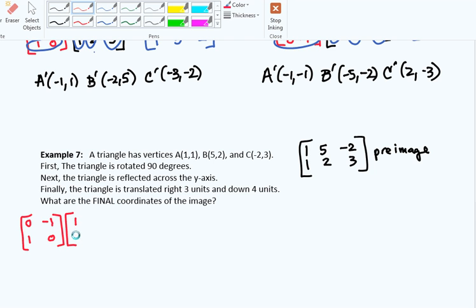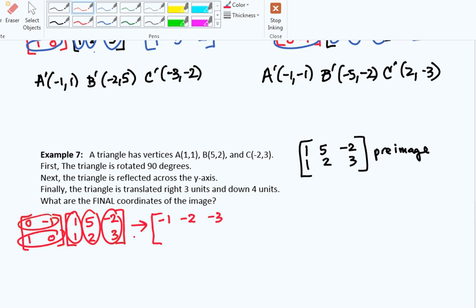I'm going to take my pre-image here, write it next to there, and show that multiplication. All right, so when I go to multiply rows times columns, you can see this is the one that we did previously up in the previous example. So I'm going to end up with negative 1 and negative 2 and negative 3 and then 1 and 5 and negative 2. So that's already been done.